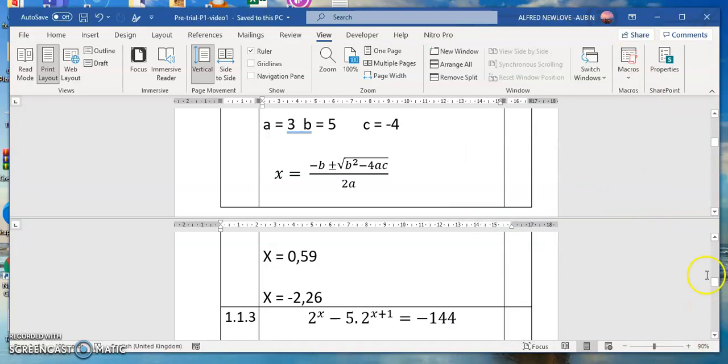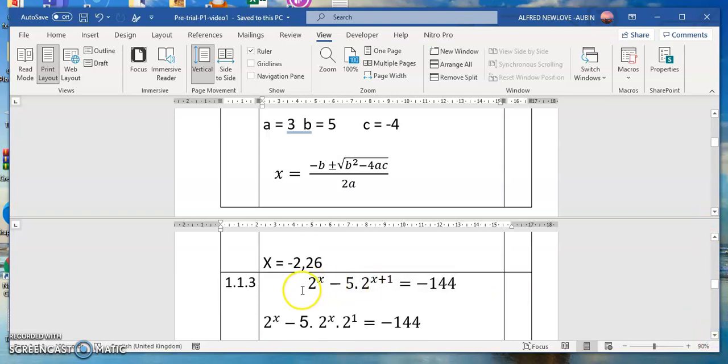The next question is also this one. We are still solving for 2 exponent x squared minus 5 times, dot means times, 2 exponent x plus 1 is equal to minus 144. The first thing you need to do is expand this one. I've still written 2 exponent x minus 5. I'm going to expand this.